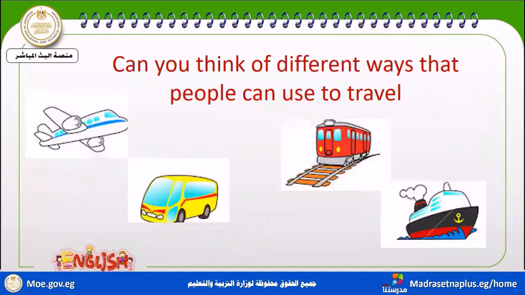Now, look at these things. What can you see? Yes, we can see different means of transport. When we travel, we can use any of these things, depending on where we are going to travel. For example, when we travel out of Egypt, we use a plane. When we travel inside Egypt, we can use a bus or a train. And sometimes we use a boat.